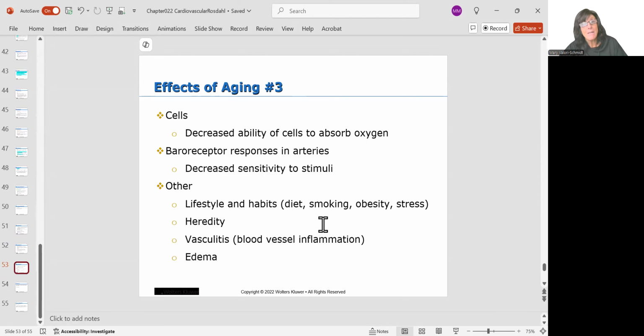Again, stress will kill you. Lifestyle and habits like diet, smoking, everybody else, not me, obesity, stress, right? All of those things have a profound effect on your heart rate and the function of your body, homeostasis, your blood pressure, everything. You've got to manage your stress. You've got to get a little exercise and you've got to eat right. Okay, everybody. It's a fact.